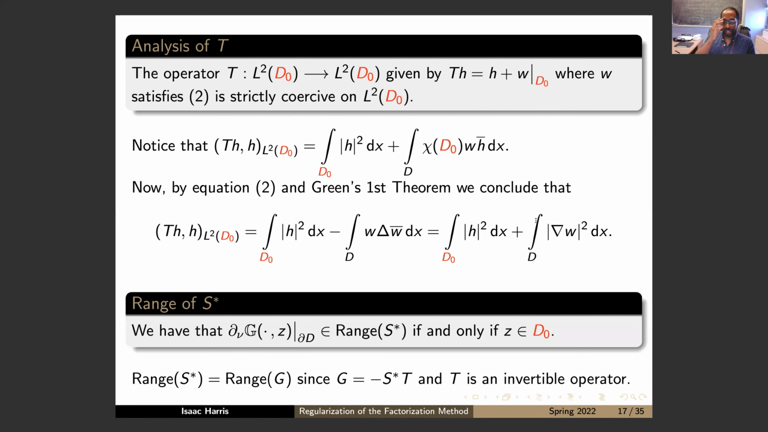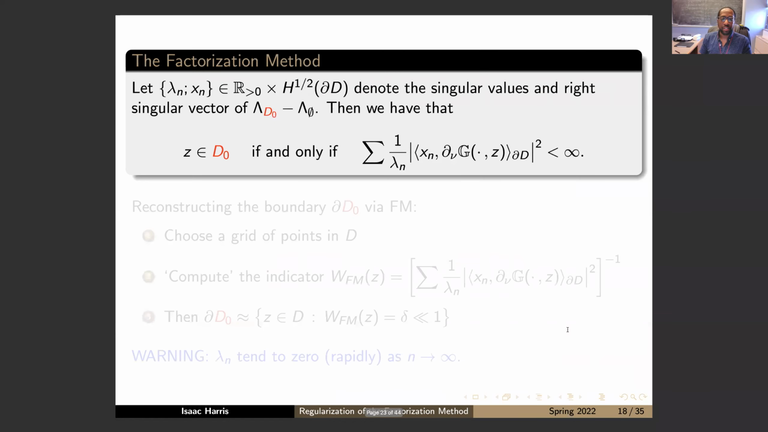And we can also connect the range of S star to the region D0. One way you can do that is if you just notice that the normal derivative of the Green's function is in the range of S star if and only if, again, Z, the sampling point here, is inside of the region of interest. So the way you do that is, these ranges are equal. We have this factorization and T is invertible. So fairly simple argument there. All right.